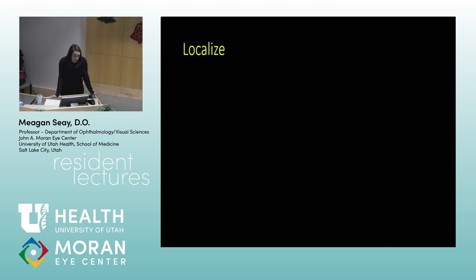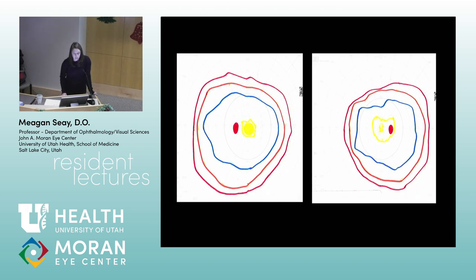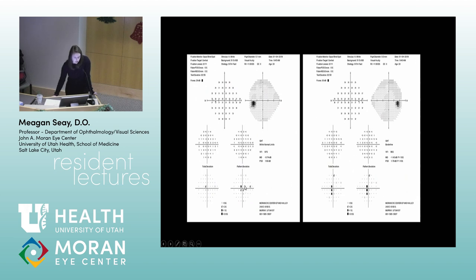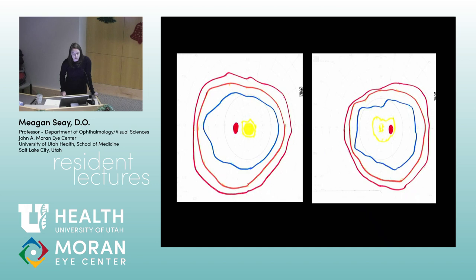So localize this. So this is left eye here, right eye, and you can see here with this eye, she's got this central scotoma. It's not really picked up on the right eye, but if you go to the Humphrey, you can see it a bit there on the left eye. You can see some spots there right in the center on the right eye. So she's got bilateral, really small central scotomas. So bilateral, small central scotomas.